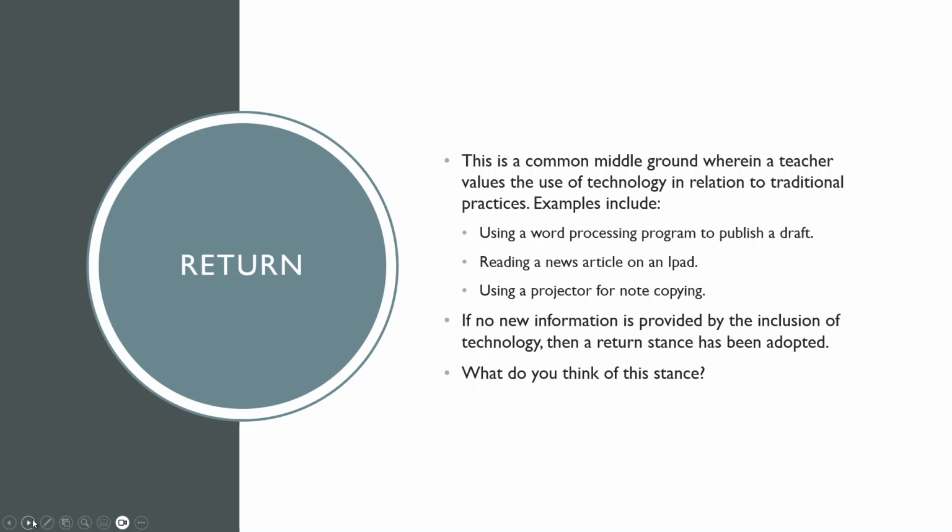So this is a common middle ground, but it could be saying, well, instead of you writing something out in your best handwriting, you're going to type it up. No change, no incorporation of images, no decisions that the computer allows us to make, just the same thing, but on the computer. Reading a news article on an iPad. So I could have this in the paper, it's on my iPad, but I'm engaging in the reading left to right, top to bottom in exactly the same way with no change, no reflection. Or using a note projector for note copying if you're particularly old school.